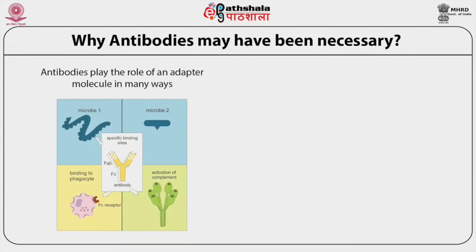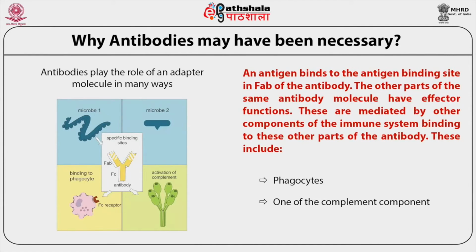Antibodies play the role of an adapter molecule in many ways. When a microorganism lacks the inherent ability to activate complement or bind to phagocytes, the body provides antibodies as flexible adapter molecules. The body can make several million different antibodies able to recognize a wide variety of infectious agents. Thus, the antibody illustrated binds microbe 1 but not microbe 2 by its antigen binding portion, FAB. The FC portion may activate complement or bind to FC receptors on host cells, particularly phagocytes.